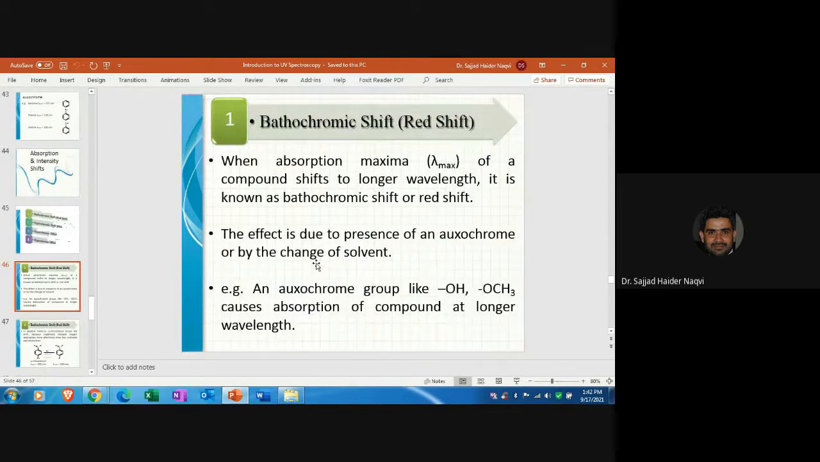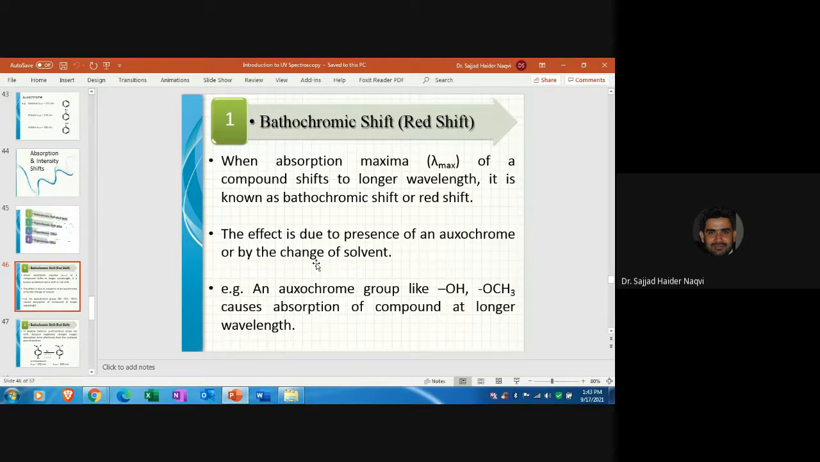The first one is a bathochromic shift, which is also referred to as red shift. Now, what is bathochromic shift? When the absorption maximum of a compound shifts to a longer wavelength, it is known as a bathochromic shift or a red shift. Now, if you go back to the example I discussed a couple of minutes ago, the example of benzene, you have seen that benzene had a lower absorption maximum, but as a result of the attachment of the oxochrome, there was an increase in the absorption wavelength. And that is what is actually called the bathochromic shift.